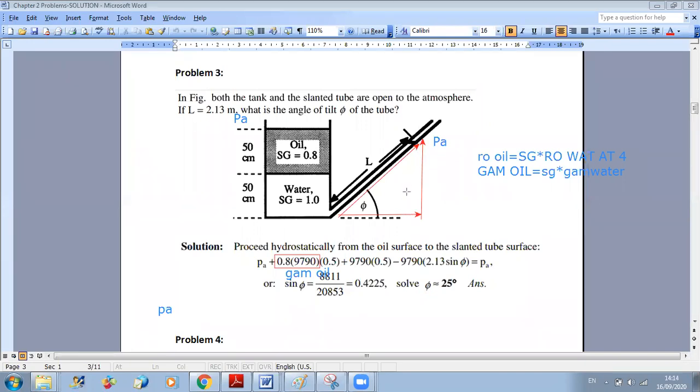And here, since I'm going upward, my pressure will decrease. This is why I put minus, and I'm still in water. So it's minus gamma water times the change in elevation, which is L sine phi, equals PA.